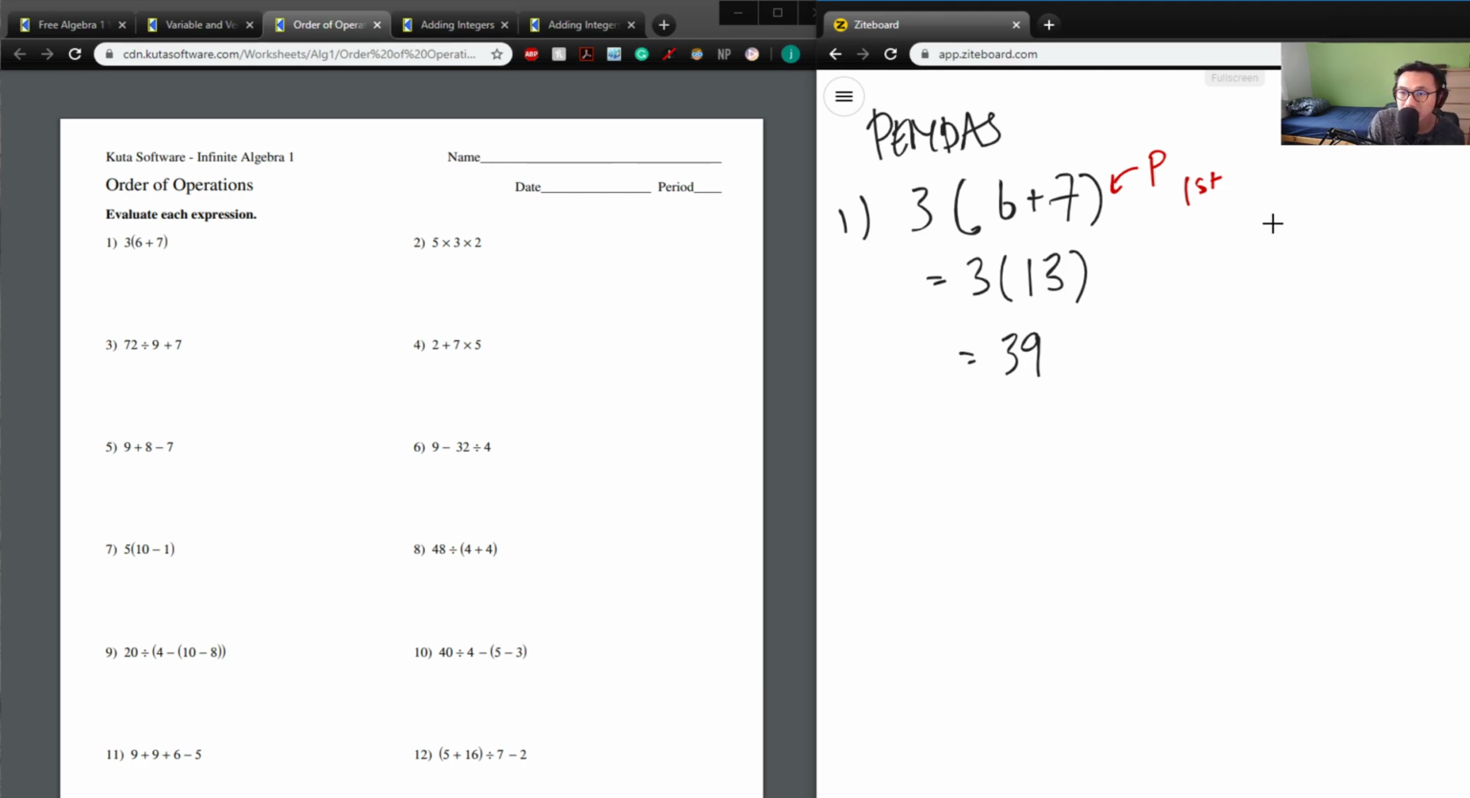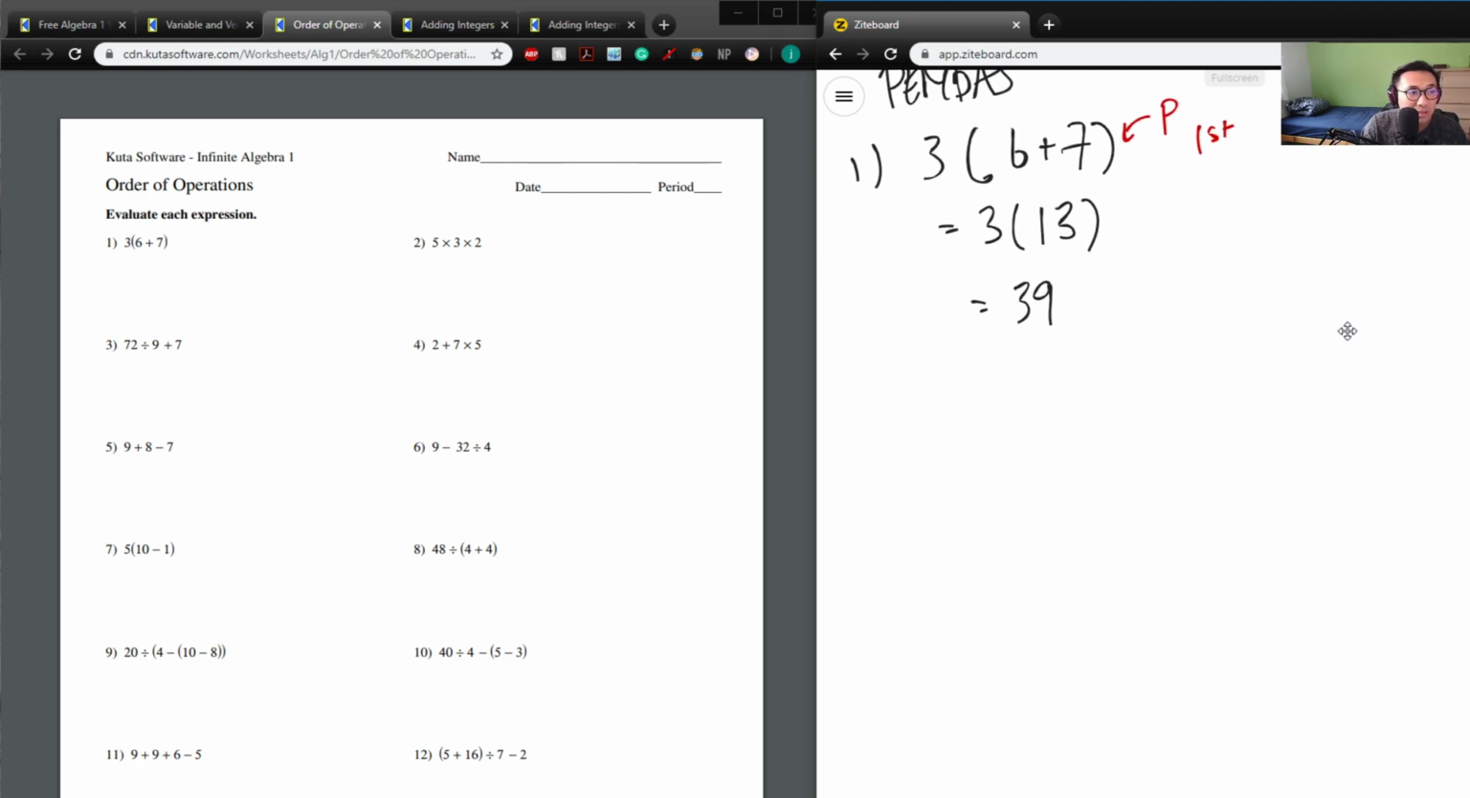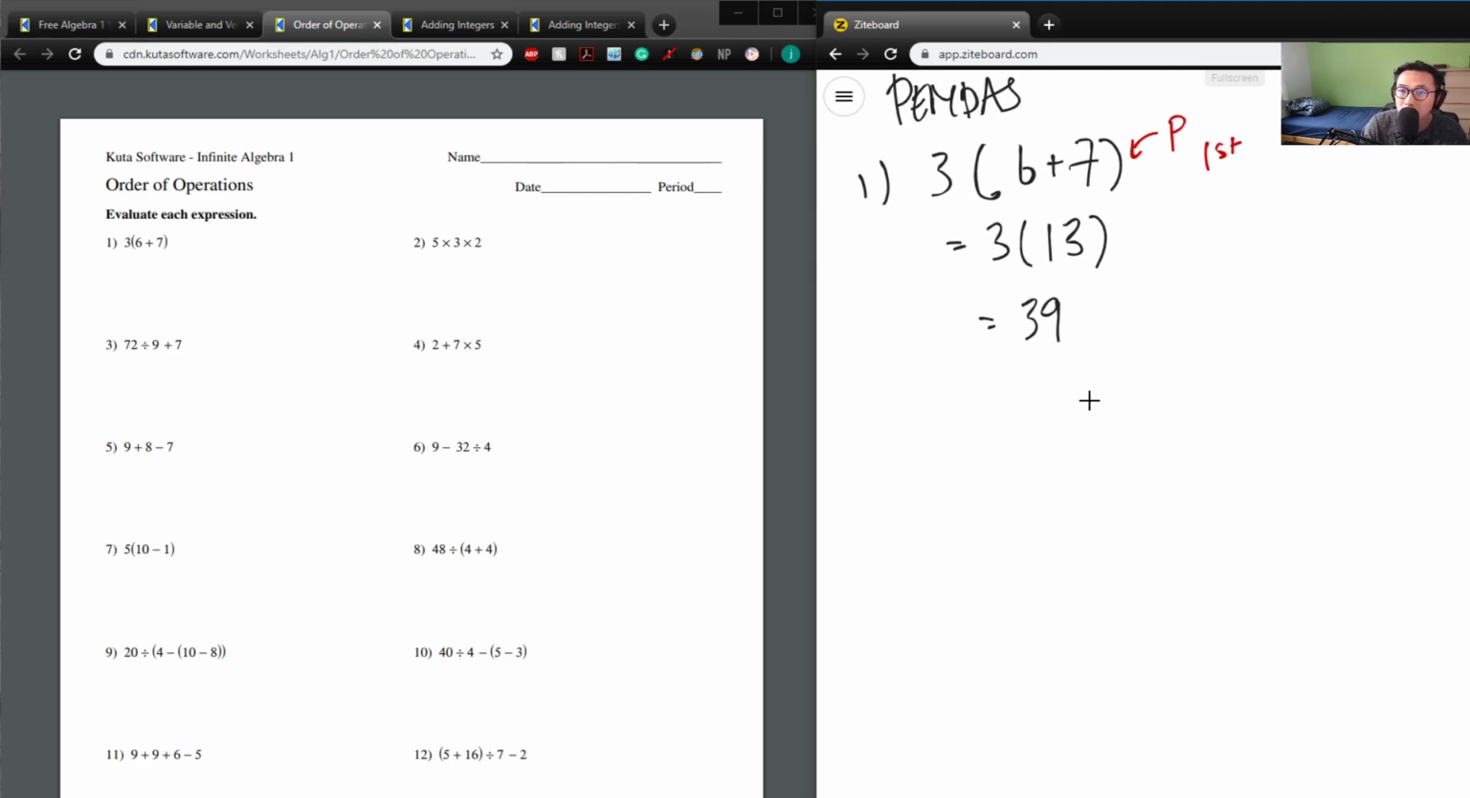So let's do number 2. Number 2 here is 5. Actually, I don't think I have enough space for number 2 on your screen. So let me do this on the bottom here, number 2. It says here 5 times 3 times 2. So in this case, we're still following PEMDAS rules. Our only operation present here is multiplication, and we're going to do multiplication from left to right.